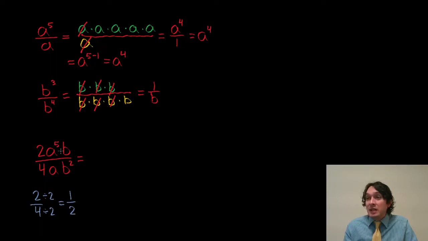Next up, we have our a's, and I have 5 a's on our numerator, as well as 1 on my denominator. I can do a quick cancel, and I end up with 4 a's on the numerator.